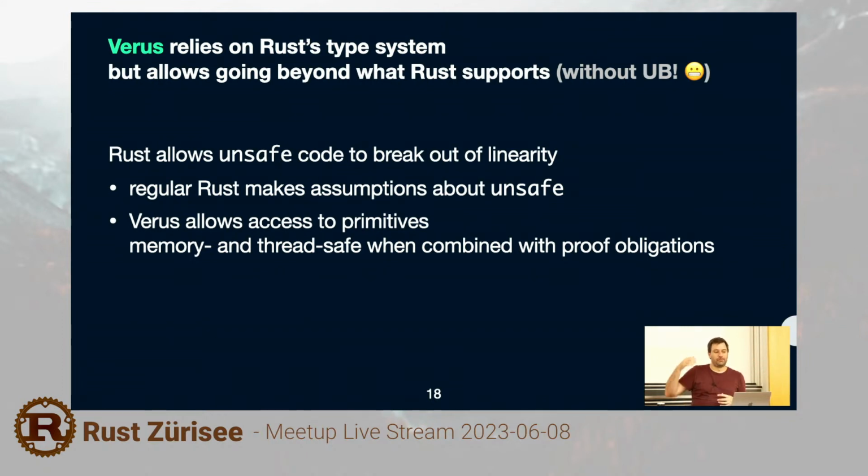Rust allows unsafe to break out of linearity. You get to do aliasing in there if you do it right. And Verus allows access to some other set of primitives that we wrote, like raw pointers, for example, that let us interact with these normally unsafe features in a safe way because the verifier is checking some of the assumptions.